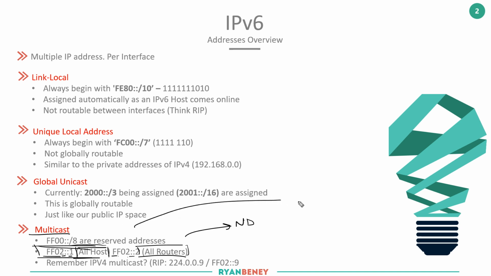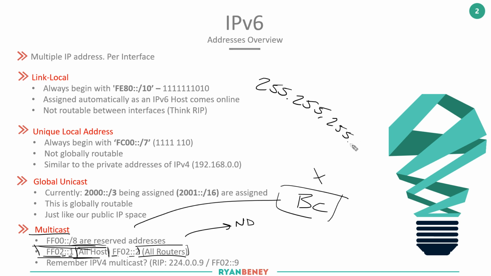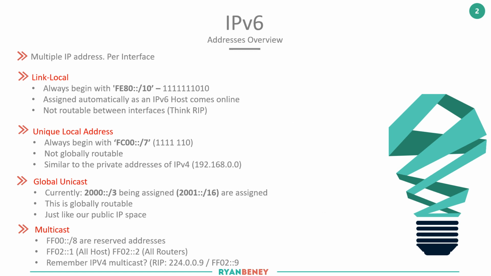FF02::1 is almost like a broadcast, but the term broadcast isn't used in IPv6 because we don't have any addresses that are very similar to 255. However, you could argue that if you're sending a particular packet to all hosts, then it does count as a broadcast. But as far as the exam and as far as the CCENT is concerned, there's no such thing as a broadcast address in IPv6. We only use multicast addresses. So those are the main addresses that I want to talk about at this stage.